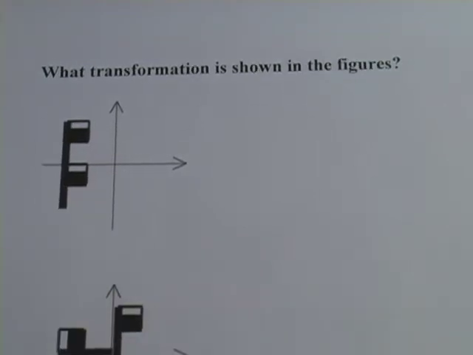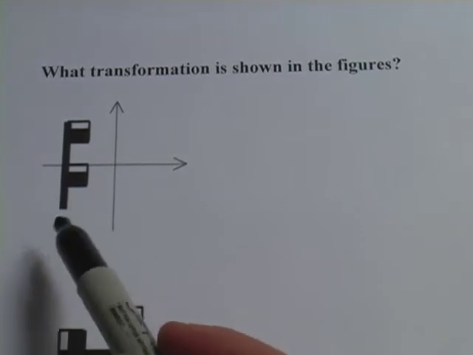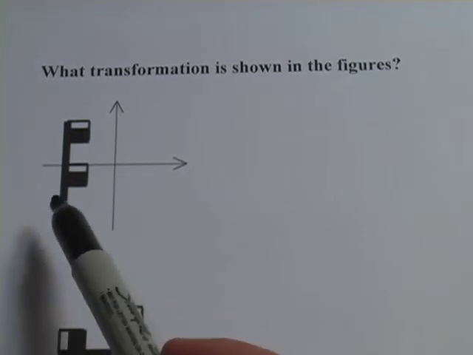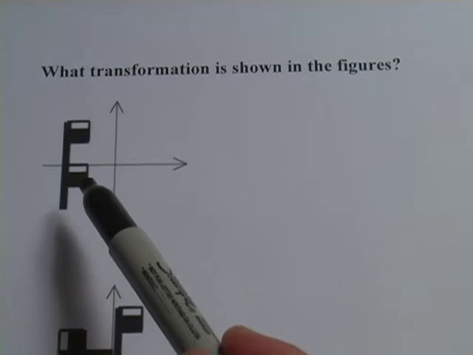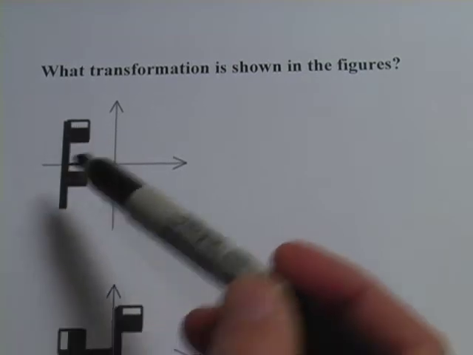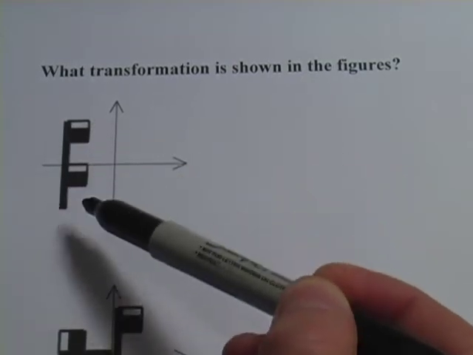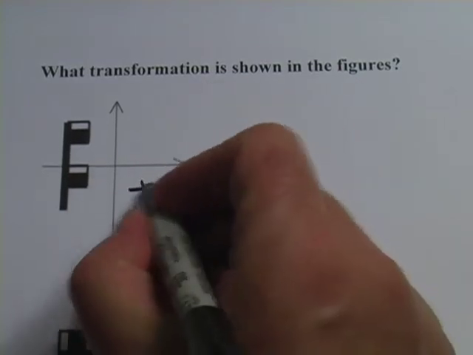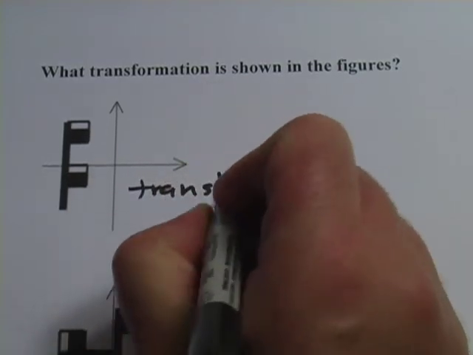Could you spin it to get that? Could you flip it to get that? Or would you just have to slide it? Well, in this case, I hope it kind of looks obvious that you could just put your finger on this top one and just slide it down and you'd get that one. So that would be just plain old translation.